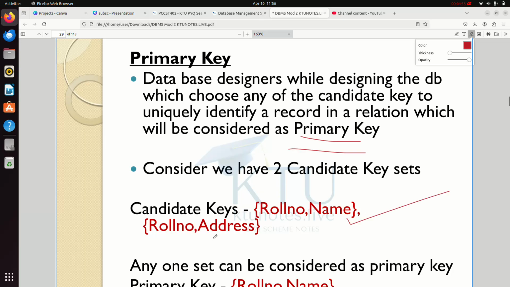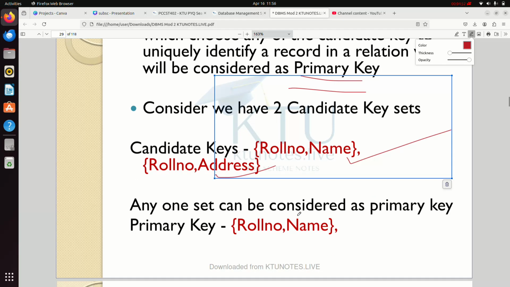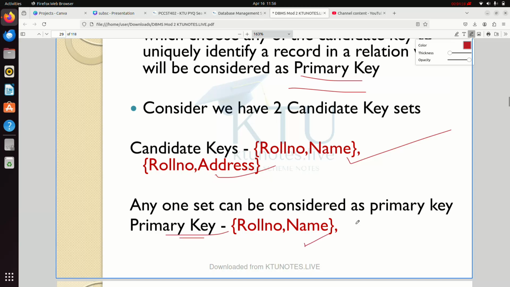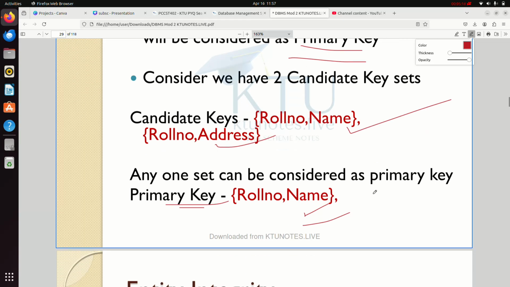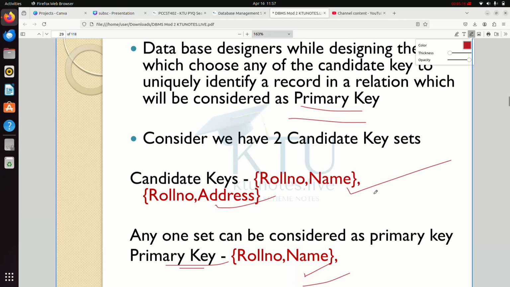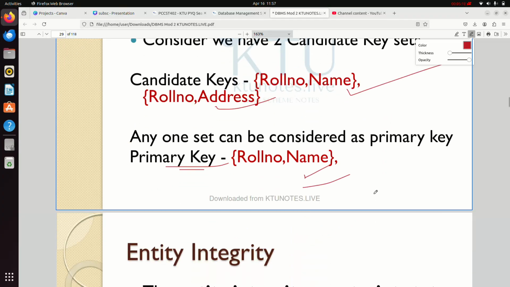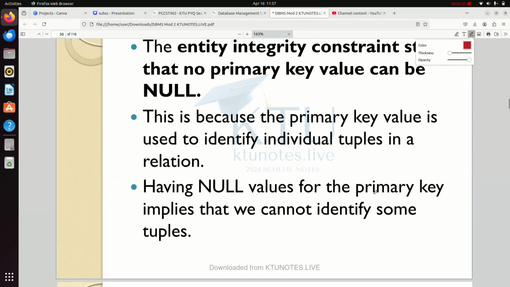Either they will take this or they will take this. Any one set will be considered as a primary key of that database. While designing, they will choose the key for that record. To identify a record in a relation, they will choose any one. Now we have, let's say, candidate keys, we have two sets. So from there, the database designers will choose that key which can uniquely identify that particular record.